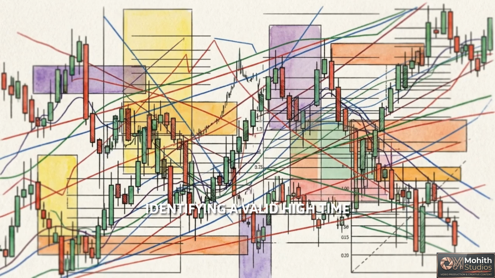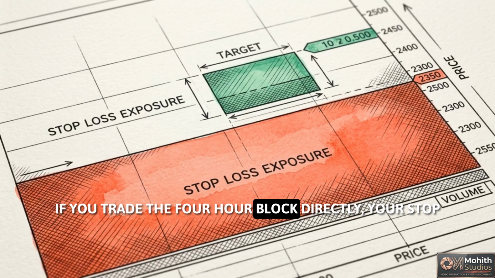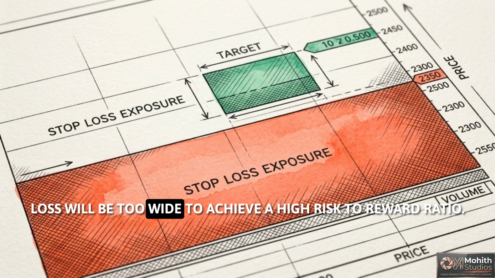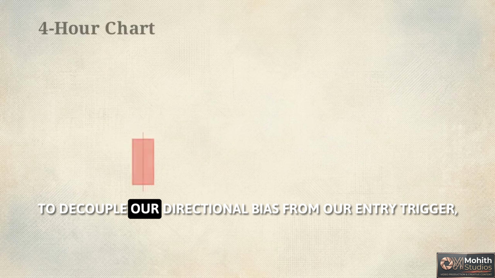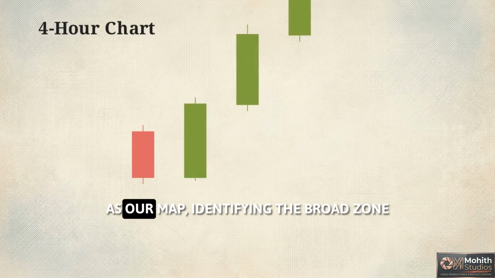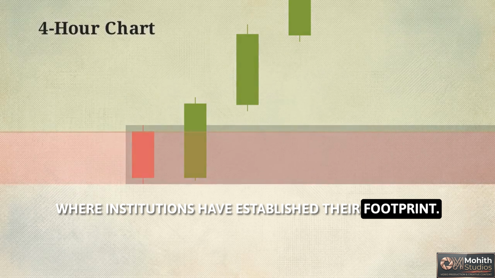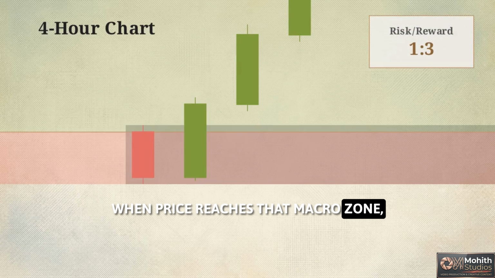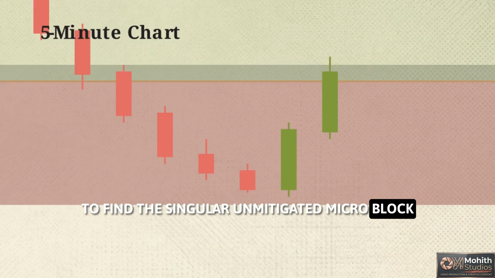Identifying a valid high time frame order block is only half the battle. If you trade the 4-hour block directly, your stop loss will be too wide to achieve a high risk-to-reward ratio. We solve this by using a multi-timeframe funnel to decouple our directional bias from our entry trigger. We use the 4-hour chart as our map, identifying the broad zone where institutions have established their footprint.